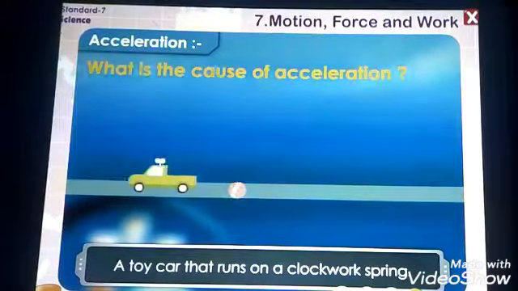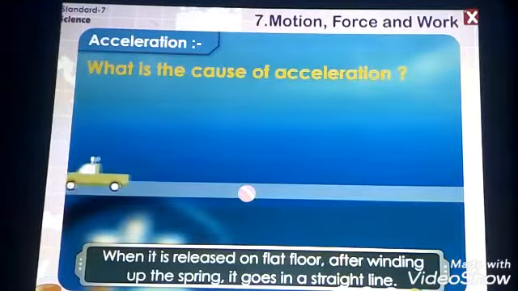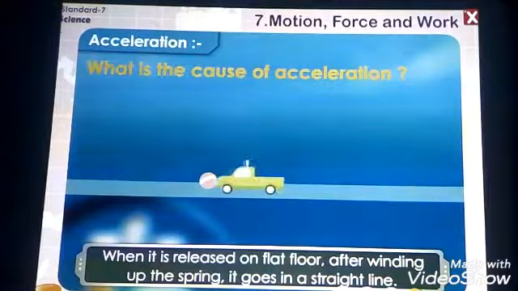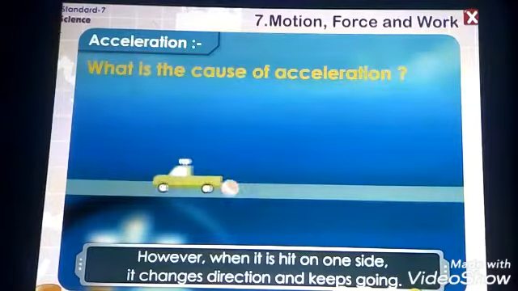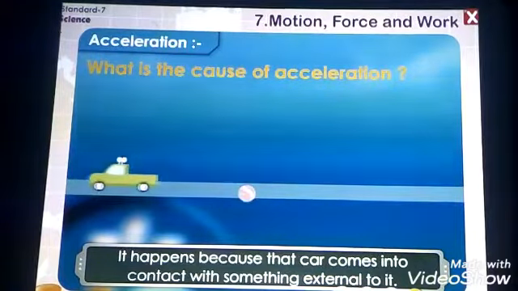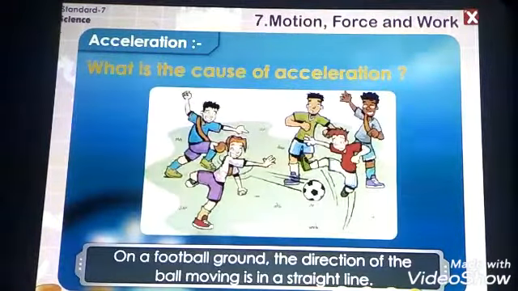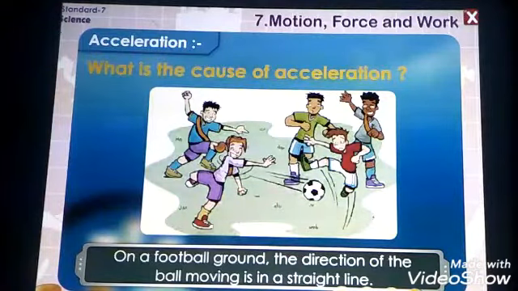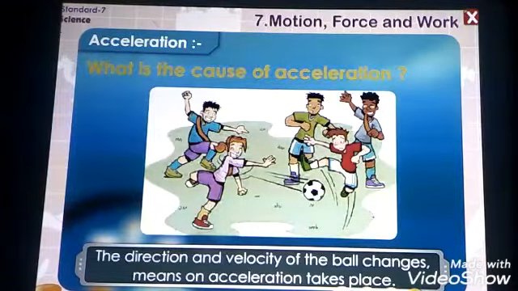A toy car that runs on a clockwork spring, when it is released on a flat floor after winding up the spring, goes at a speed. However, when it is hit on one side, it changes direction and keeps going on. If it collides with a wall, it stops. It happens because the car comes into contact with something external to it. On a football ground, the ball moves in a straight line, but the players change its direction by kicking it. The direction and velocity of the ball change, which means acceleration takes place.